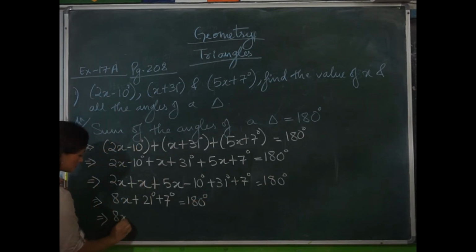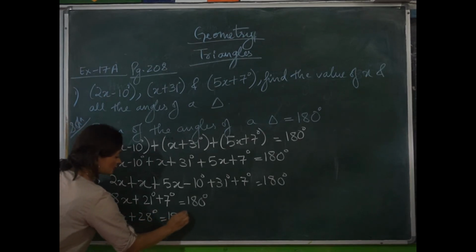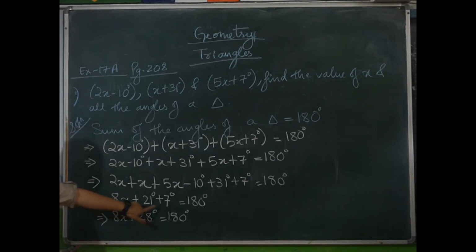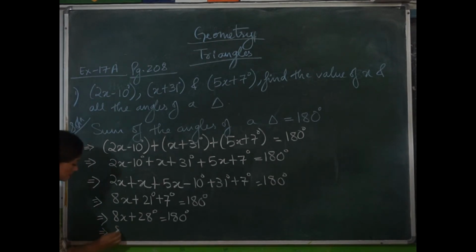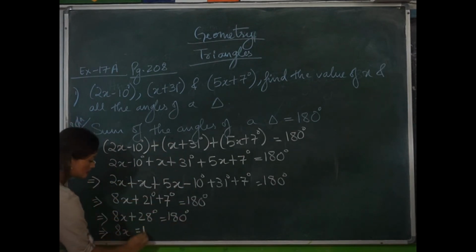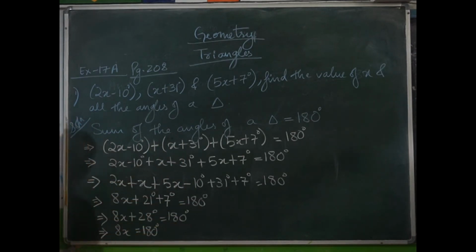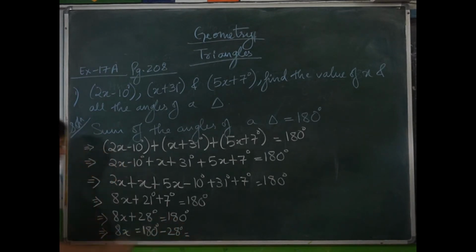So 8x plus 28 degree is equal to 180 degree. So 21 plus 7, we are adding this. Now 8x and 28, so first we need to isolate the number which is not with the variable, which means 8x remains as it is for now. And we remove 28. So plus 28, when it goes to the other side, changes its sign. The plus 28 becomes minus 28.